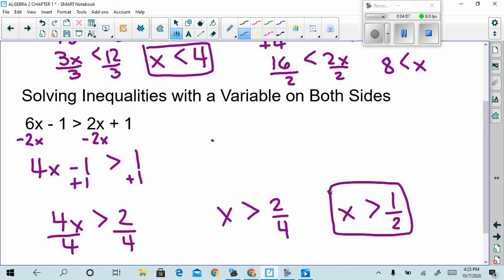We're going to do more with the multi-step, and next week we're going to get into our compound inequalities. There are two types, the ands and the ors, and they'll both be graphed on the same number line.